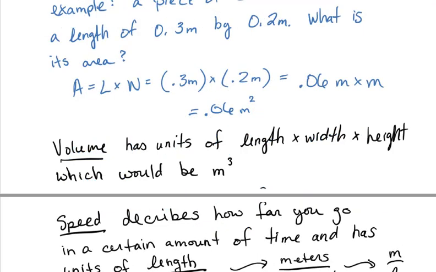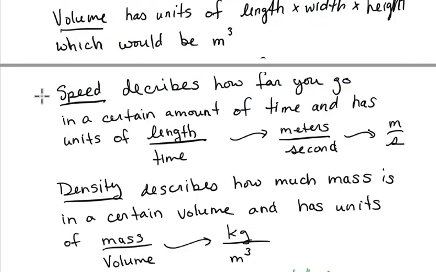For volume, if you wanted to find the volume of a cube, you'd have to do length times width times height. But then for units, you'd have meters times meters times meters. So our SI unit for volume is going to be meters cubed. So speed describes how far you go in a certain amount of time. And so it has to have units of length over units of time. In SI, that would be meters per second. And you could abbreviate it as m divided by s.